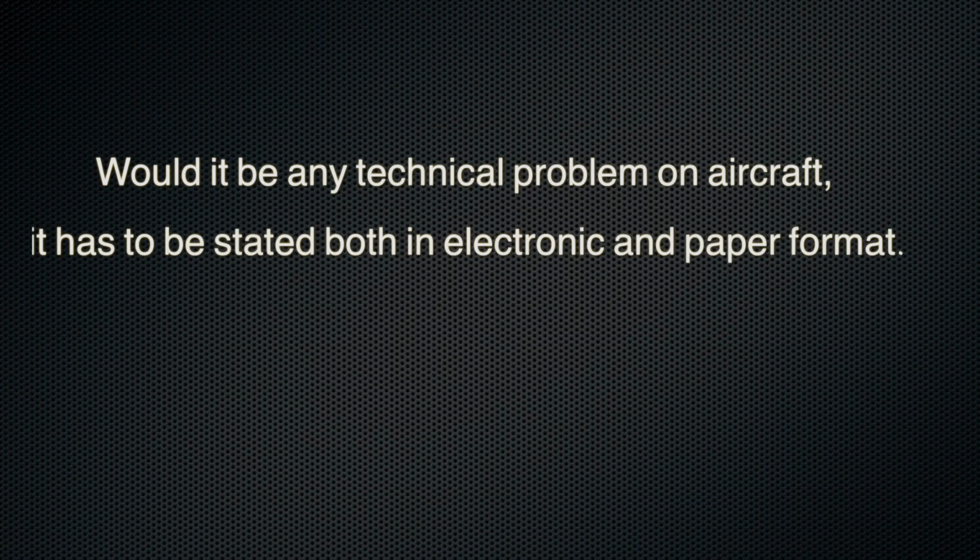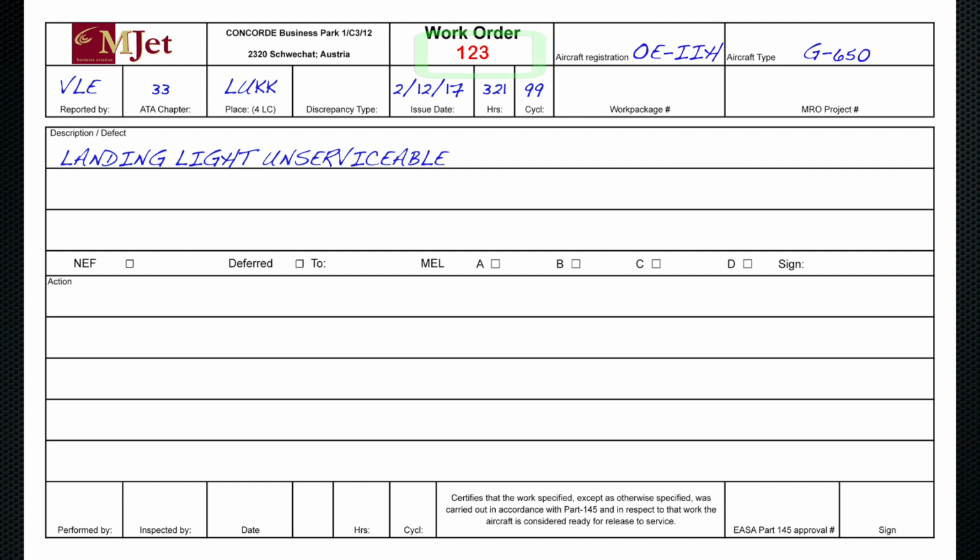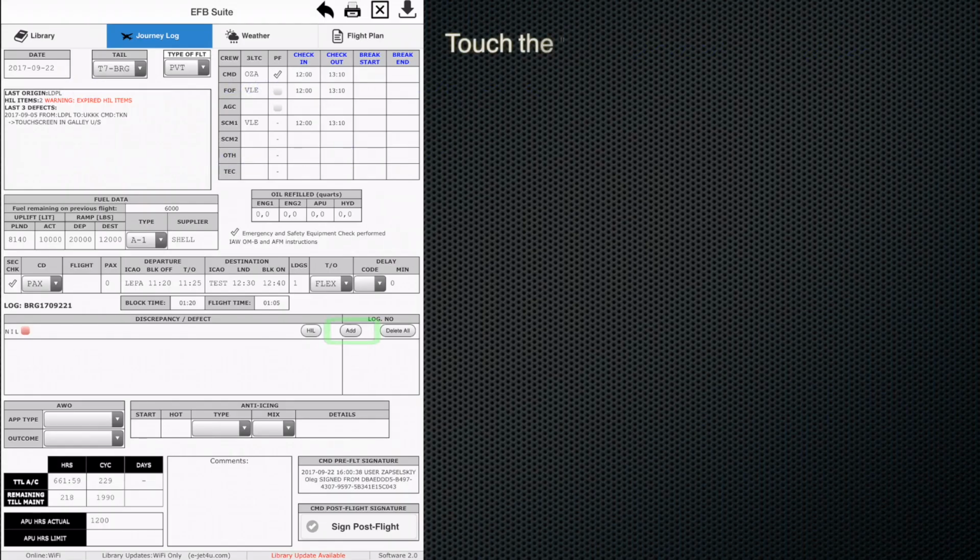Would there be any technical problem on aircraft, it has to be stated both in electronic and paper format. Fill in the paper work order. The work order number has to be specified in the e-log. Touch the Add button.